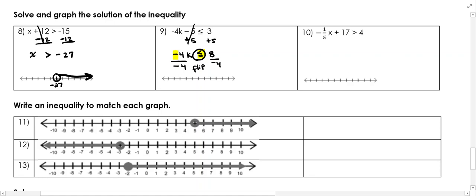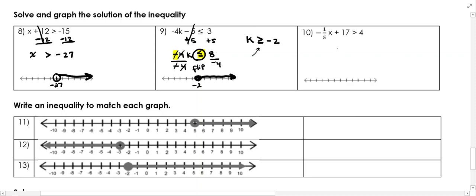All right, the negative sign cancels the negative sign, the 4 cancels the 4, and I'm left with k. The inequality flips, and 8 divided by negative 4 is negative 2. So let's say that this one is negative 2. It's got an equal sign, so it's going to be a closed circle. And where are my k's that are greater than or equal to negative 2? This way.